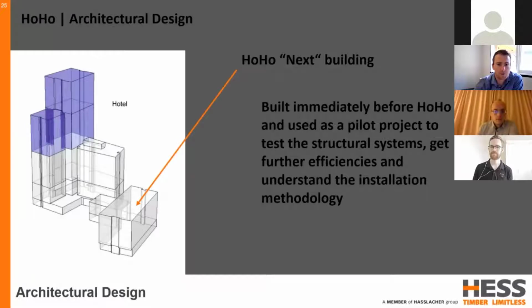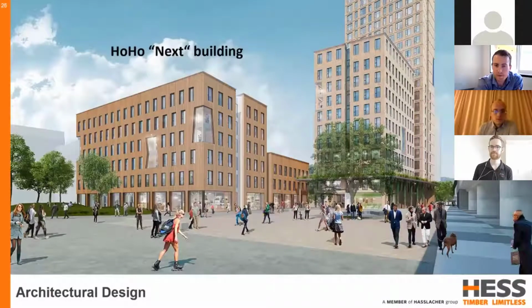I should also mention now the adjacent building here, which is referred to as HoHo Next. This is a 6-story building, which is essentially dwarfed in comparison to HoHo, but would be a substantial mass timber building by any normal standards. And this was unique because it was used as a pilot project for HoHo itself, the main building. So Next was built immediately prior to HoHo, and it was used to test all the structural systems to get further efficiencies and to really understand the construction methodologies, so that when it came time to start the main build, there was nothing holding up progress, and they knew exactly what they were doing.